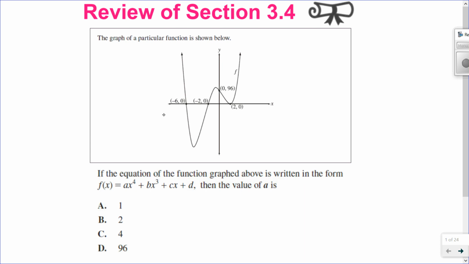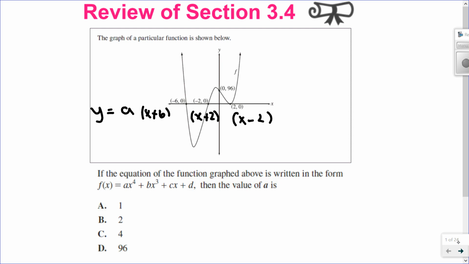So when I have an x-intercept at -6, I know that my root will be x plus 6. When I have an x-intercept at -2, my root will be x plus 2, and an x-intercept at 2 is going to be a root of x minus 2. So I start to build my equation like this.